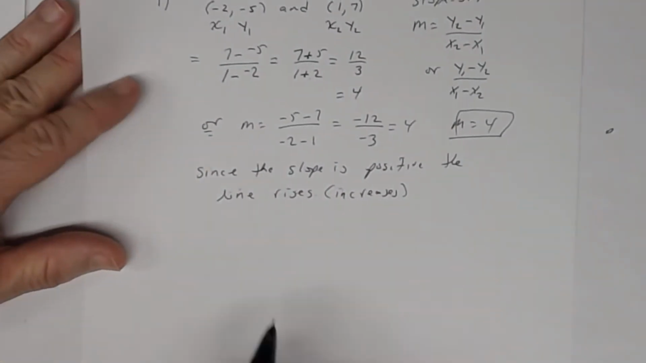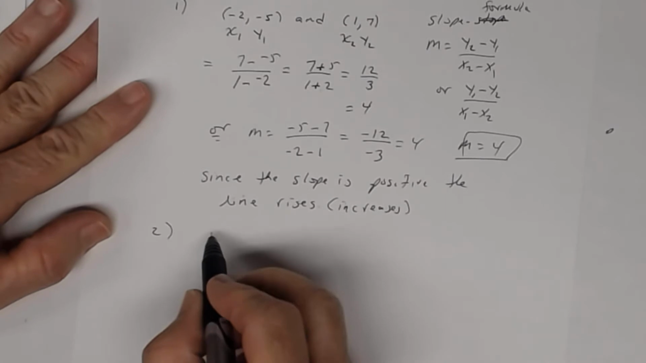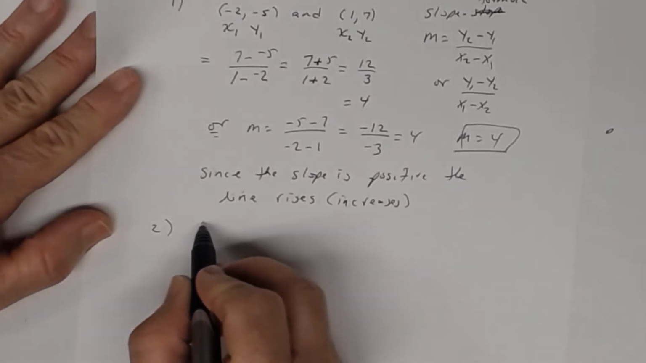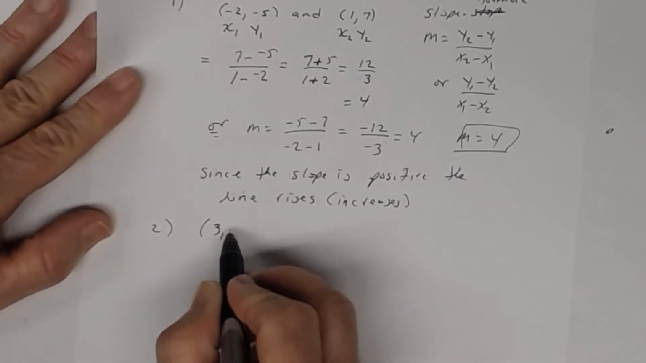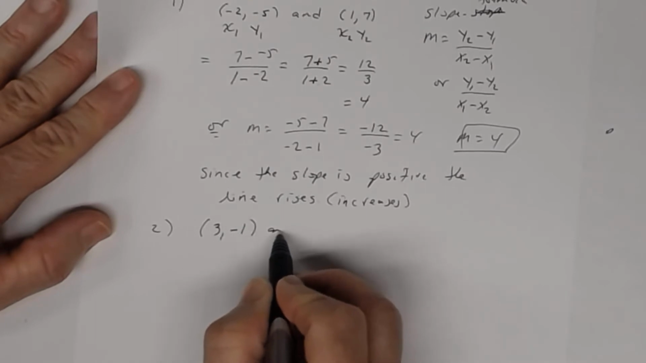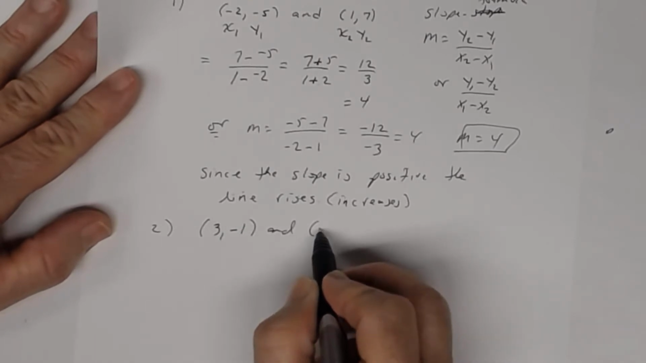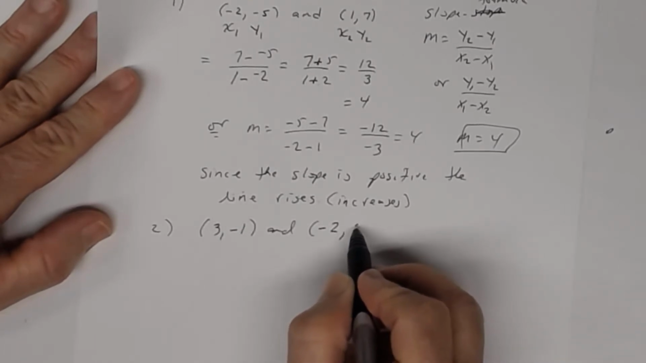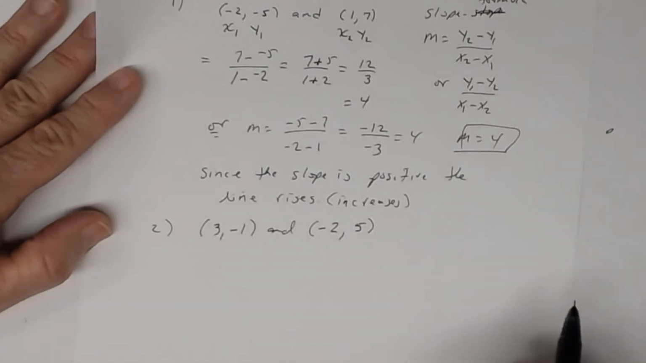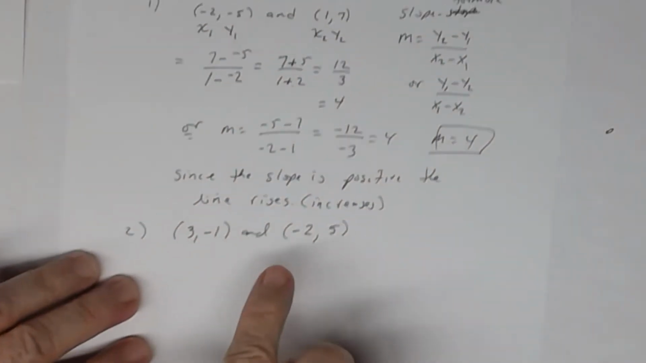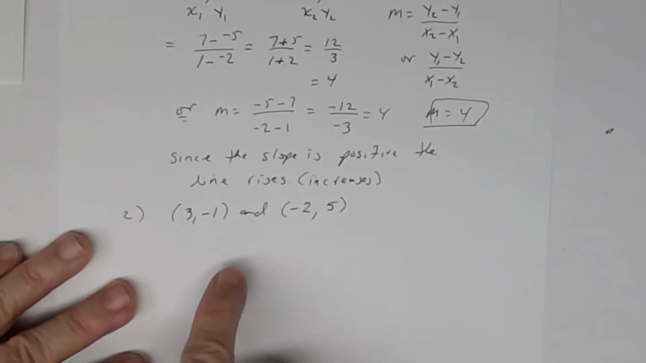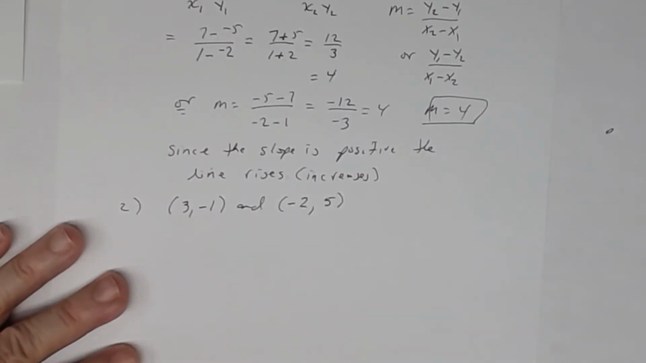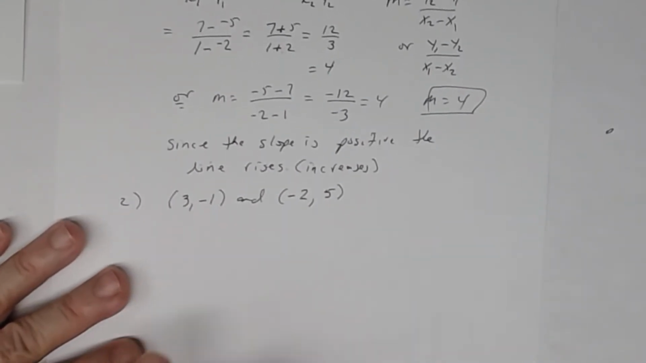Let's look at number 2. So it's a very simple process. So let's say we had (3, -1) and (-2, 5). Let's say we had that. All right, so I want to find the slope of the line containing those points. That's what I'm interested in doing.